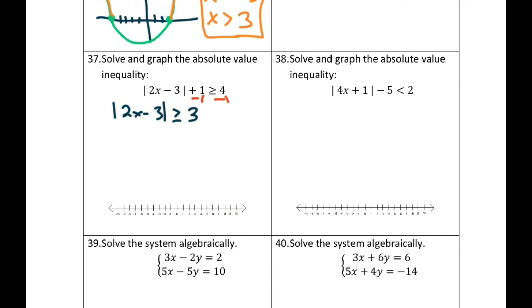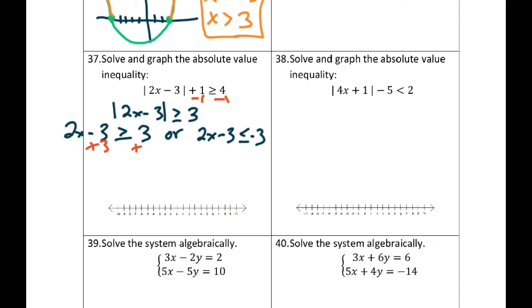When we split it, we don't need to write the absolute value anymore. So I'll have 2x minus 3 is greater than or equal to 3. Greater than or equal to is an or. So or, and then we flip the sign and make the 3 negative. So 2x minus 3 is less than or equal to -3.